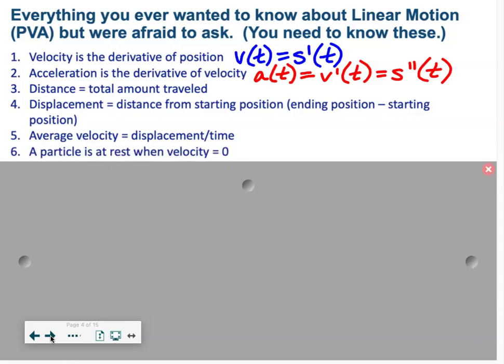A particle is at rest when the velocity is 0. This is important. This gets asked a lot. When is the particle at rest? How do you know? You set your velocity equal to 0. All right, the next one.